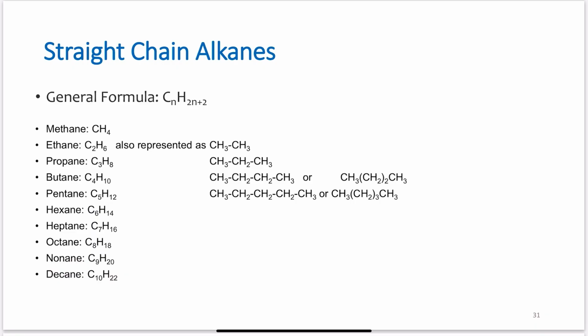If you have 1 carbon, it is methane. 2 carbons, ethane. 3, propane. 4, butane. 5, pentane. 6, hexane. 7, heptane. 8, octane. 9, nonane. And 10, decane. That's what you're responsible for in this class.